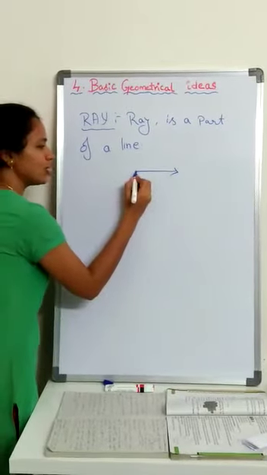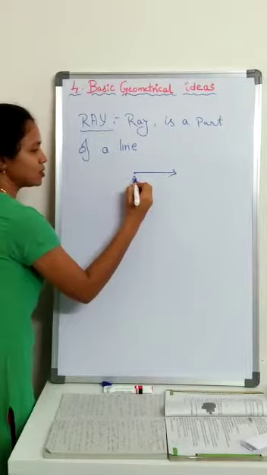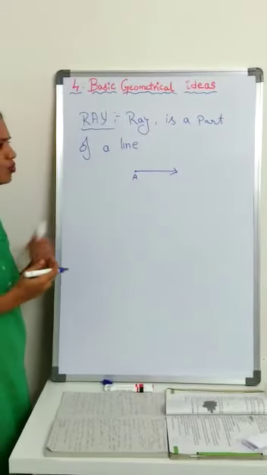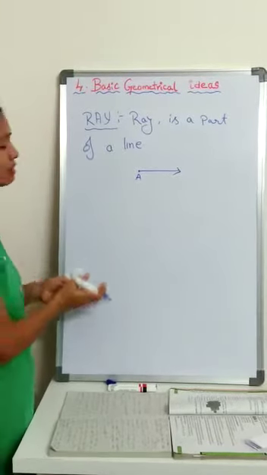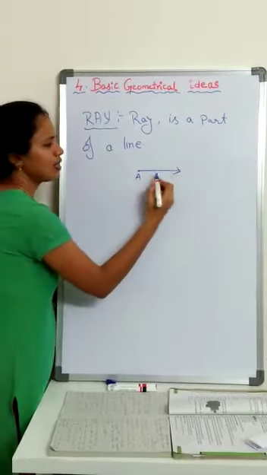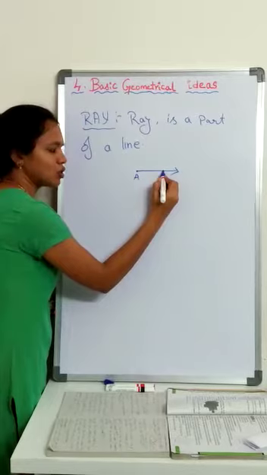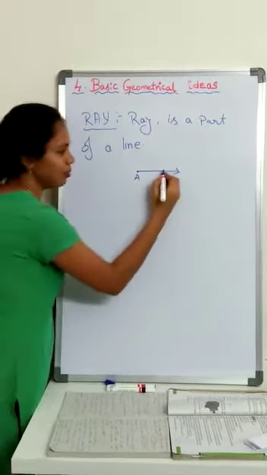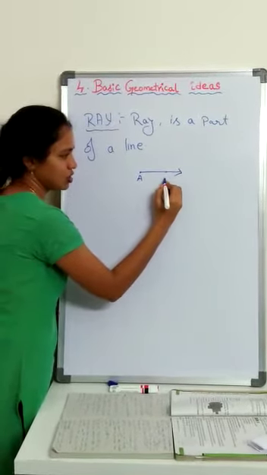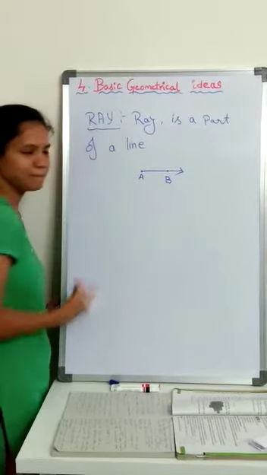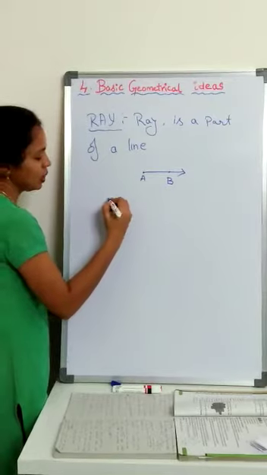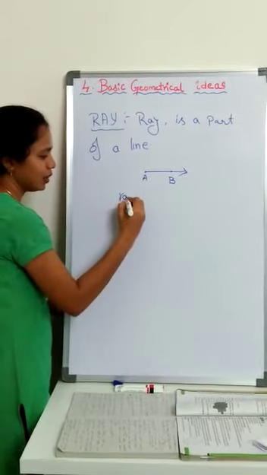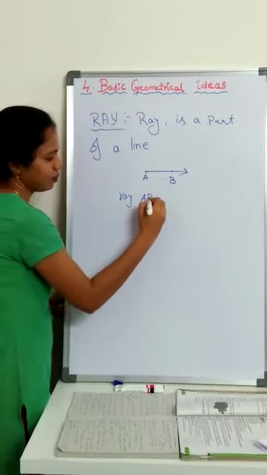So we know how to name a point, and I'm going to name this point as A. And how are we going to represent this particular ray? In order to do that, select any other point on the ray and name it. So here I am going to name it as B. Now what are we going to call our ray? We can simply call this ray AB.